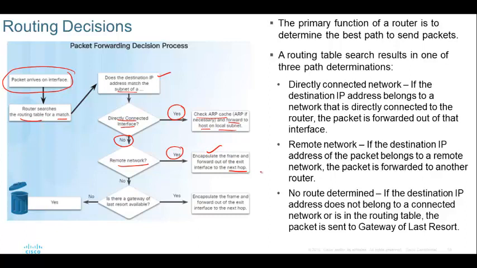If there is no remote network, is there a gateway of last resort available? Means, do we have any default route or gateway assigned? If yes, encapsulate it, send to that gateway. If no, which means there is no route in the routing table, the router cannot route the packet, so send it to garbage. Please understand, I repeat, a packet is coming inside a router.